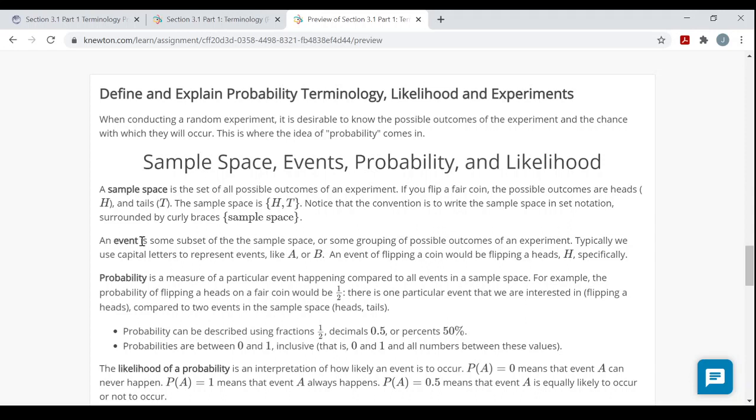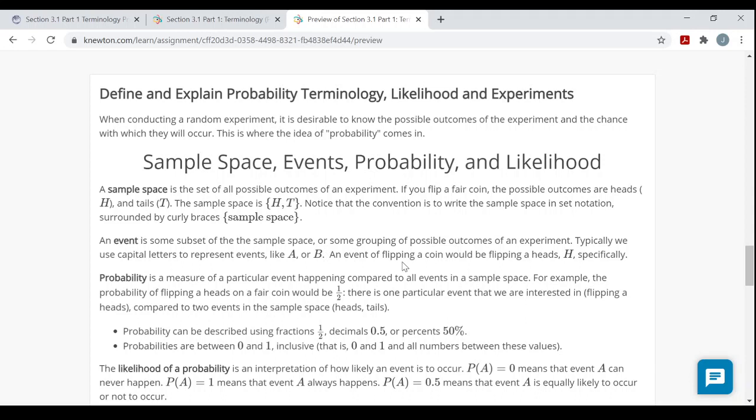An event is some subset of the sample space, right? So the sample space has all the possible outcomes in it. An event has some collection of outcomes, not necessarily all of them, of an experiment. So an event is some subset of the sample space, or some grouping of possible outcomes of an experiment. Typically, we use capital letters to represent events, like A or B.